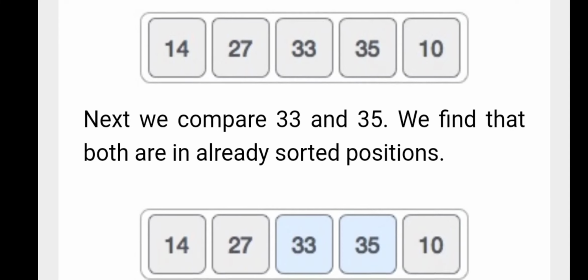Now we have to compare the elements 33 and 35. We find that both are in already sorted positions, because 35 is greater than 33. So the elements are in their appropriate position. Appropriate means proper positions, or the elements are placed at their correct position, right? So there is no need of swapping between 33 and 35.